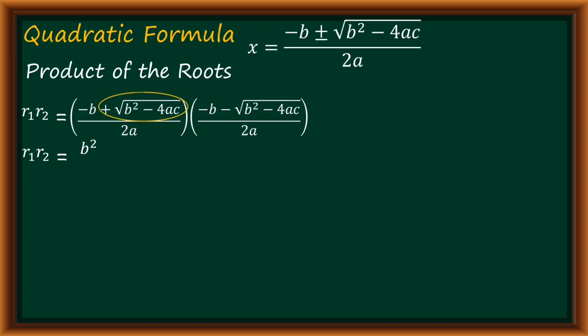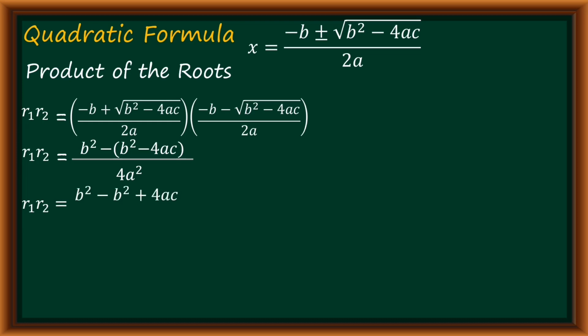Square root of b squared minus 4ac times negative of square root of b squared minus 4ac is negative of the quantity b squared minus 4ac. And then 2a times 2a is 4a squared. Let us simplify the numerator. So we have r sub 1 times r sub 2 is equal to b squared minus b squared plus 4ac. It is already positive 4ac because negative times negative 4ac is already 4ac. And then copy the denominator, which is 4a squared.